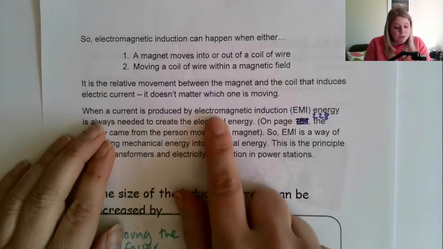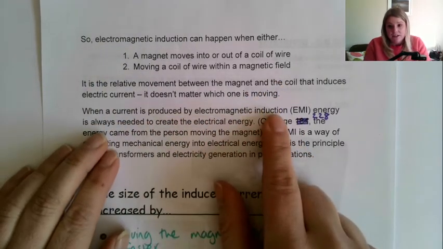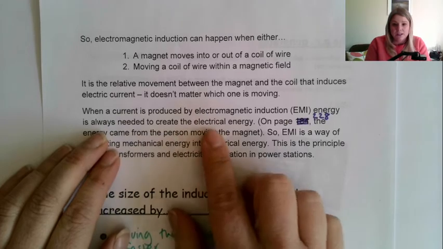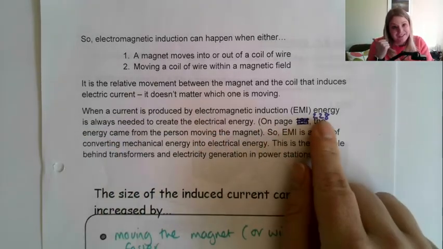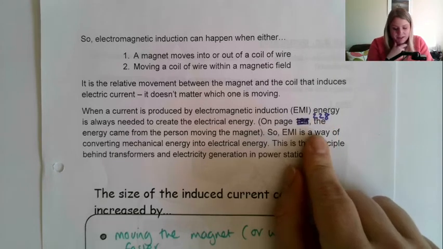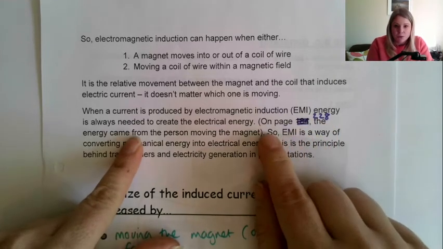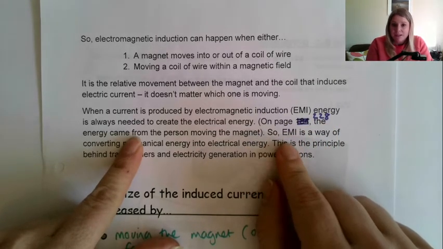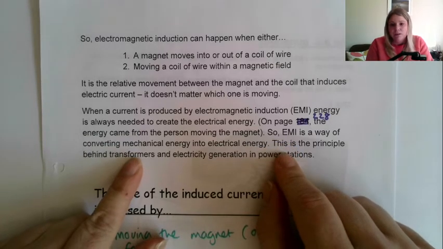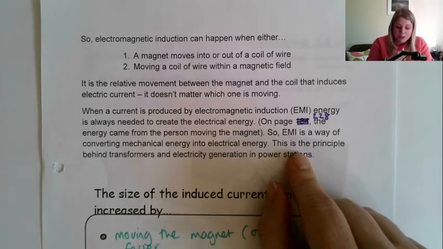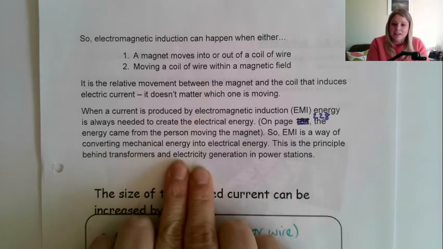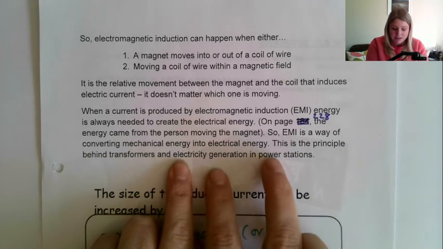When a current is produced by electromagnetic induction, energy is always needed to create the electrical energy. On page, again, wrong, sorry, on page 228, that last page we were just on, the energy came from the person moving the magnet. So electromagnetic induction is a way of converting mechanical energy, that's the way we tend to just say moving energy, into electrical energy. And this is the principle behind transformers and electricity generation in power stations.